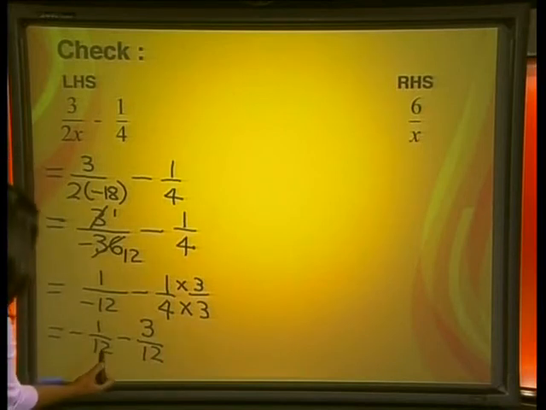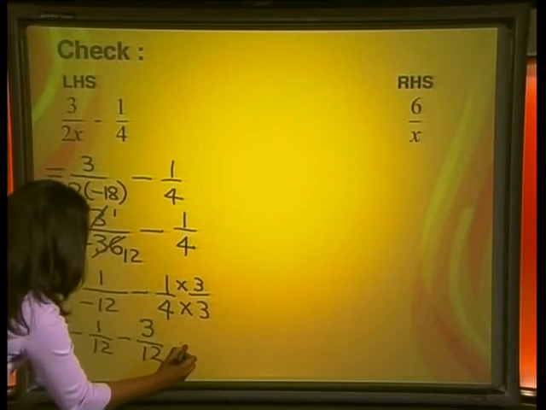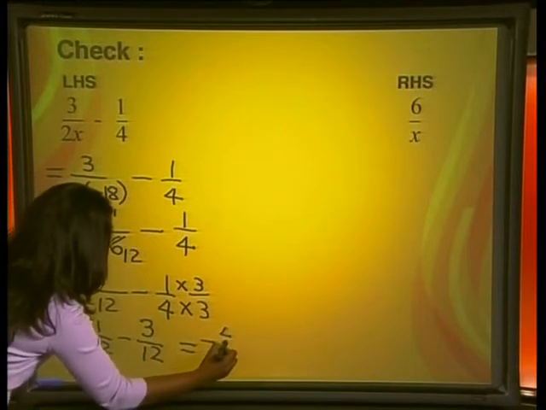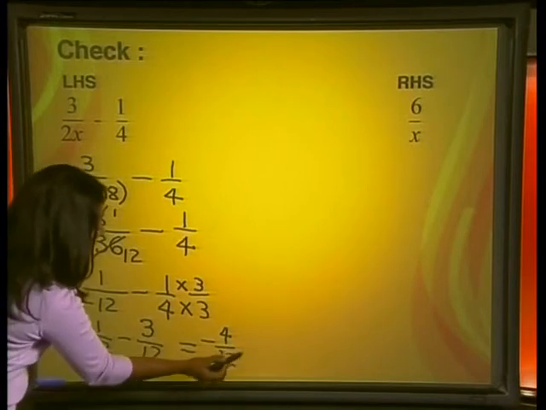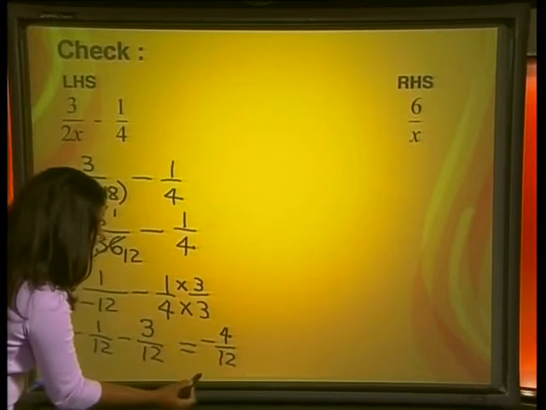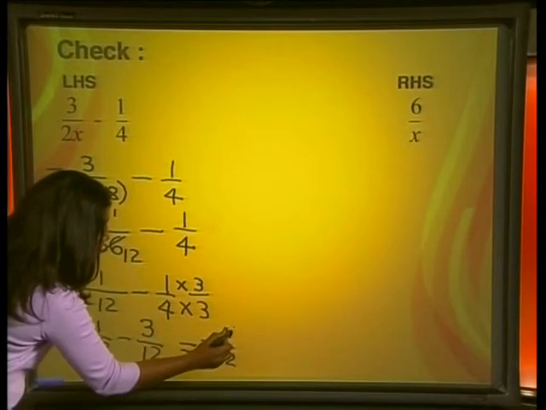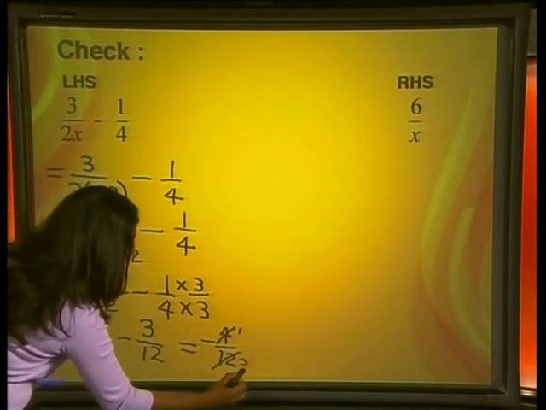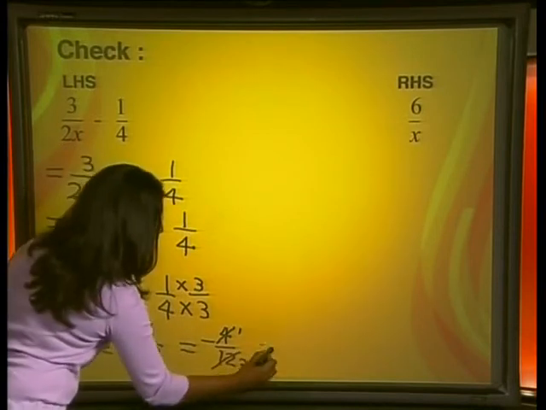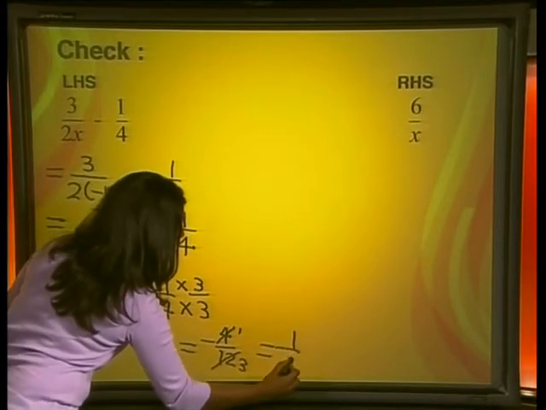Now, we have the same denominators, which means that we can subtract the fractions. I get minus 4 over 12. Now, if we look carefully, we can see that this fraction can still be simplified further. 4 divides into 4 once, 4 divides into 12 3 times. So I am left with negative 1/3.